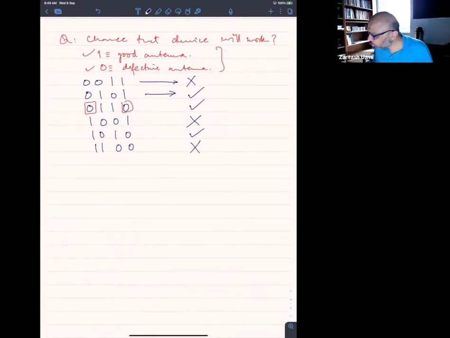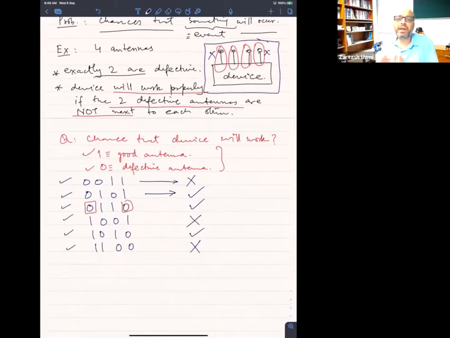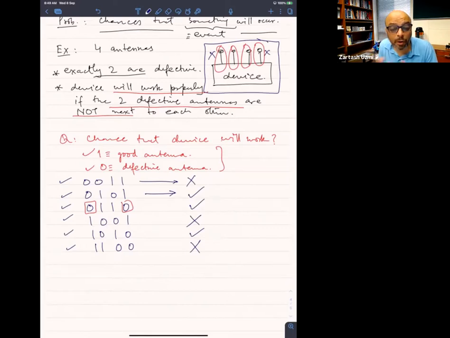Now, whenever you put the antennas randomly, I randomly pick them up and place them on the device, so these are the 6 possibilities. Each one of these possibilities is equally likely. There cannot be any possibilities other than these 6. These are the only 6 possibilities. Okay?